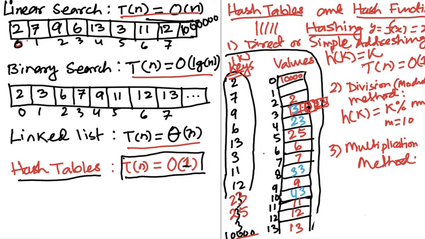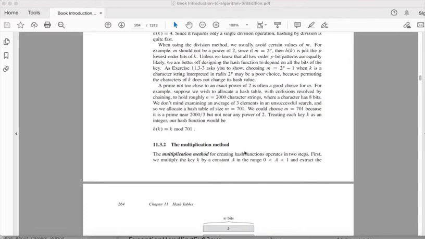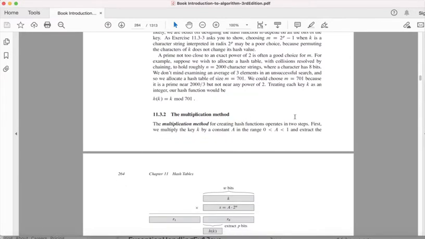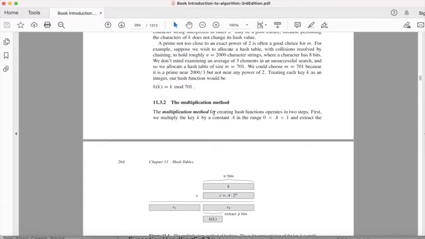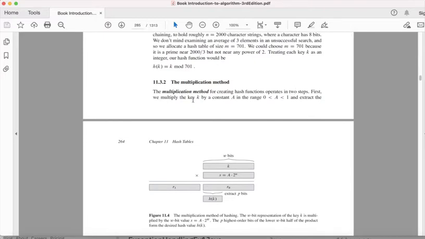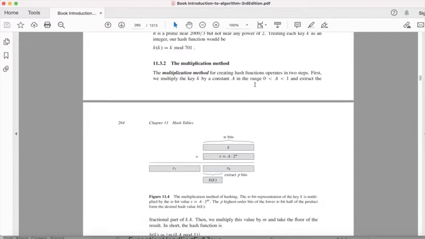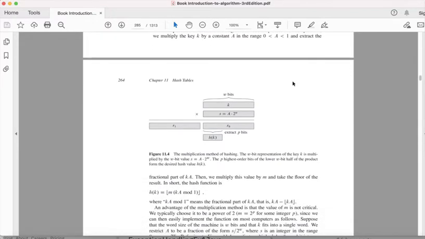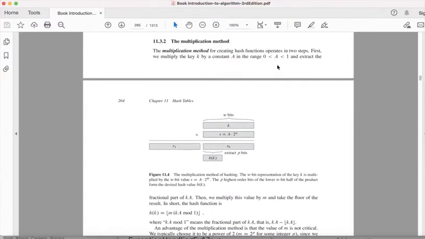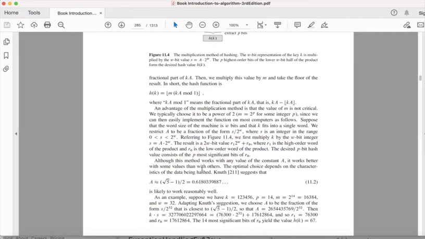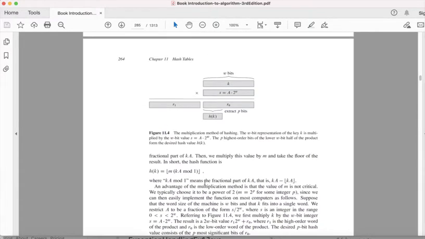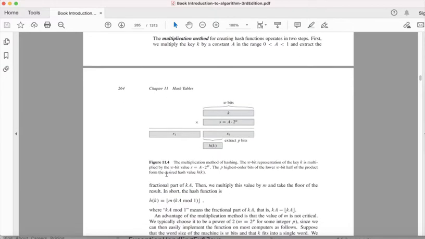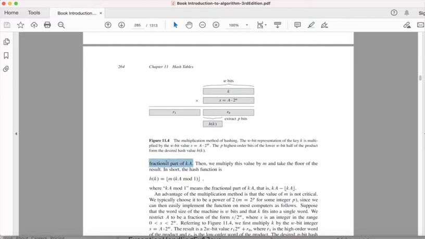Let us jump to the book. The multiplication method operates in two steps for creating a hash table. In the first step, we multiply the key value k by a constant number within the range 0 to 1, that is, a constant that is greater than 0 but less than 1. It's a positive constant, any number like this, and then we extract the fractional part of k.